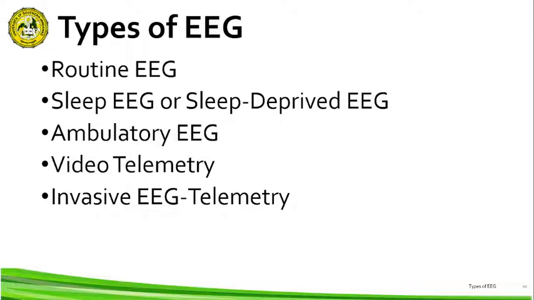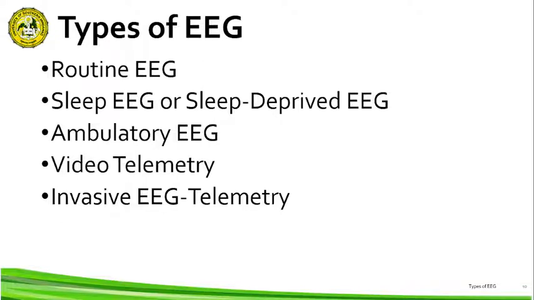Next is a sleep EEG or sleep deprived EEG. So what is this? A sleep EEG is carried out while the client is asleep. It may be used if a routine EEG does not give enough information or to test for sleep disorders. In some cases, the client may be asked to stay awake the night before the test to help ensure that he or she can sleep while it's carried out. This is why it is also called a sleep deprived EEG.